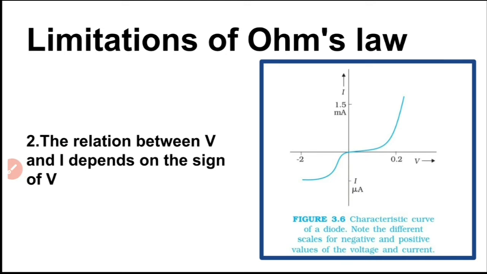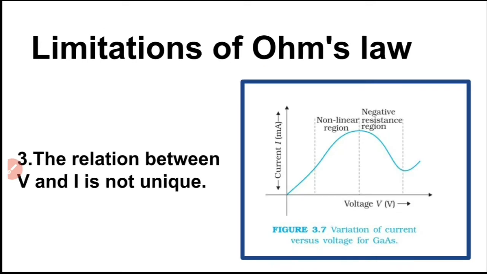Now the third case: the relation between V and I is not unique. Here, one example is given. This is the variation of current versus voltage for gallium arsenide. Here, voltage is taken along the x-axis and current is taken along the y-axis.